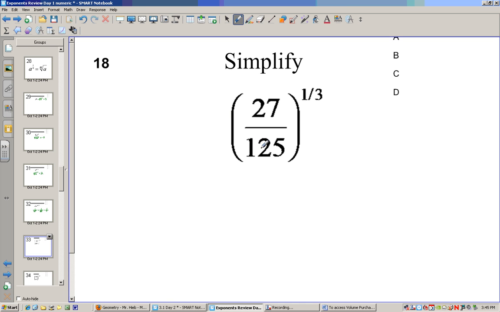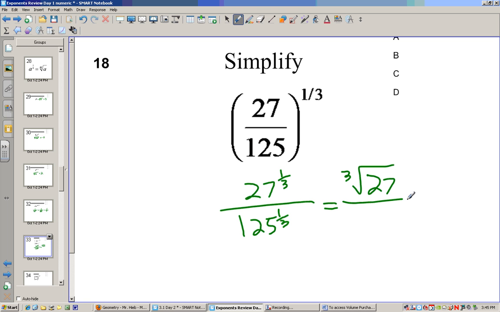27 over 125 to the 1/3 power. That means I have 27 to the 1/3 over 125 to the 1/3. So this is the third root of 27 divided by the third root of 125, which would be 3 over 5. So 3/5 is our answer.